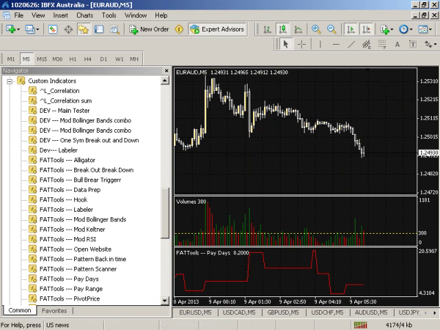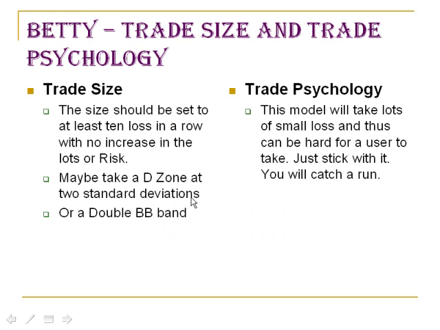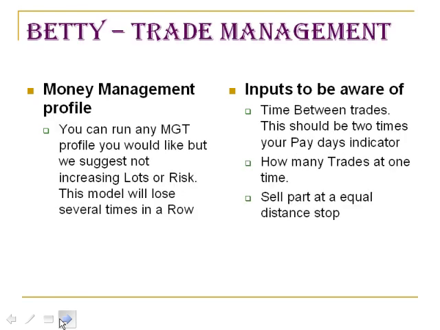Okay, so that would put in our stop pretty close. You'd go beyond 2 standard deviations to grab it. Okay, so we put in our stop at a double Bollinger Band. This model takes a lot of losses in a row. The looser your stop is, though, the smaller your size is going to be. So the tighter your stop is, use one of those predictive Bollinger Bands. It predicts volatility. The money management, you can run any money management profile you are, but we suggest not increasing the lots or risk. This model will lose several times in a row, so you can't increase lots. You can only increase the target, and you'll have to watch the sizing video.